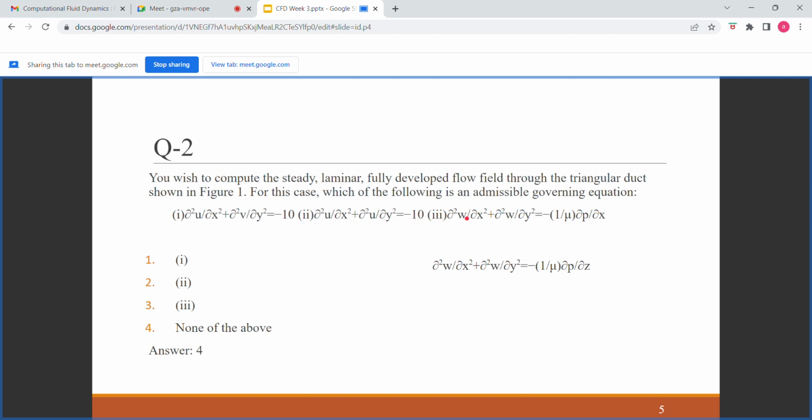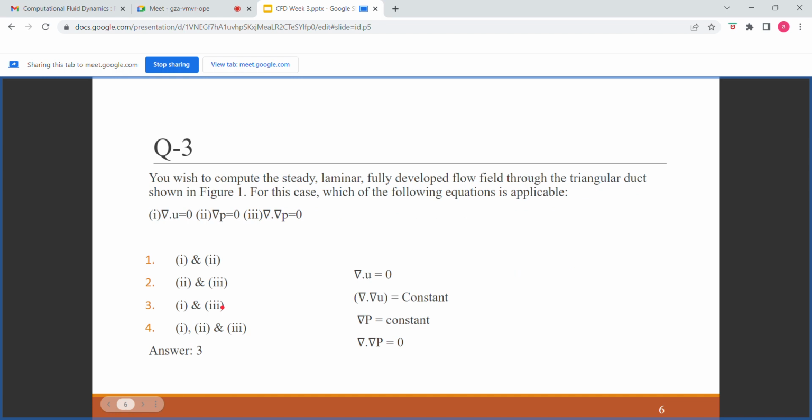Whereas in 3 it is given that this is a proper governing equation for this term, but dou square w by dou x square plus dou square w by dou y square is equal to minus 1 by mu dou p by dou z should come. It is not dou p by dou x. So the answer to this question is none of the given equations are right. So none of the above is the correct answer. And we'll move on to question 3.